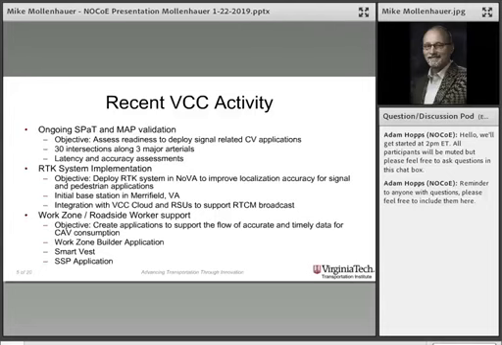So some of our recent activity I'll just cover before I move on into the work zone side of things. We have ongoing SPaT and map validation. I mentioned before, we're really doing this to assess our readiness to deploy the applications that we'd like to run underneath or with that data. And we've gone through one iteration already of collecting a variety of different SPaT and map data points out there in the field, and we're doing things like measuring latency and accuracy.